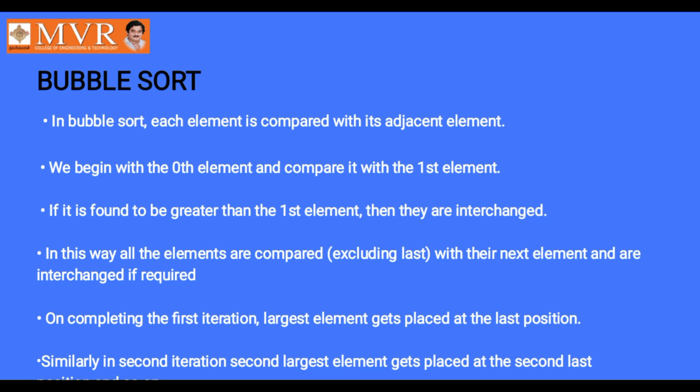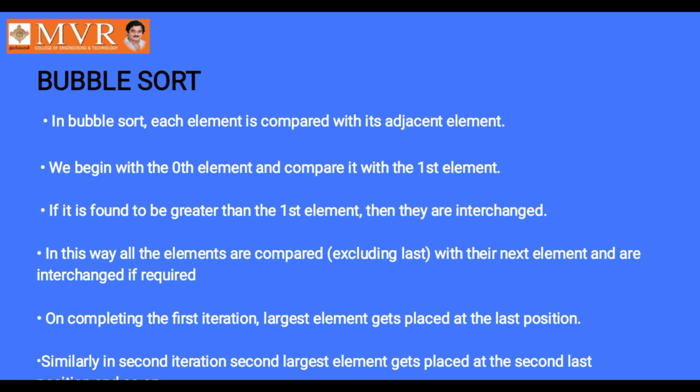First, compare the 0th element with the first element. After comparison, if the 0th element is bigger than the first element, then interchange both the values. If my 0th element is smaller than the first element, then no interchanging is done. Just keep it like that because they are in ascending order only.